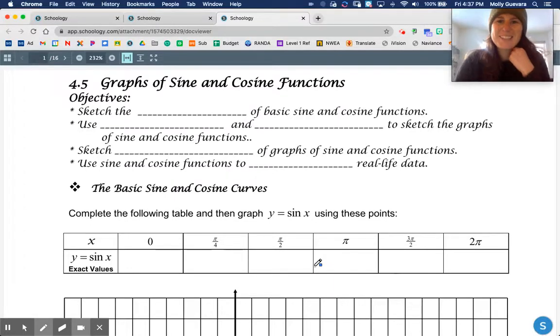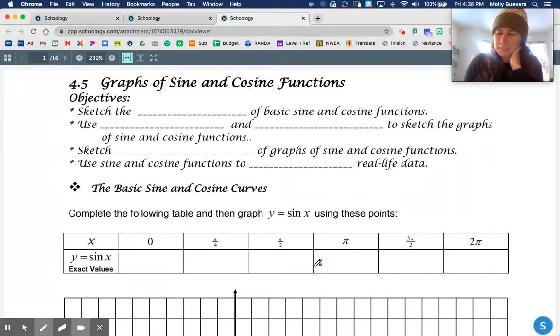Hello guys, welcome back. We are starting the second half of Unit 4 with 4.5. In 4.5 and 4.6, we start looking at the graphs of our trig functions. And so how can we graph this using what we know about the unit circle?